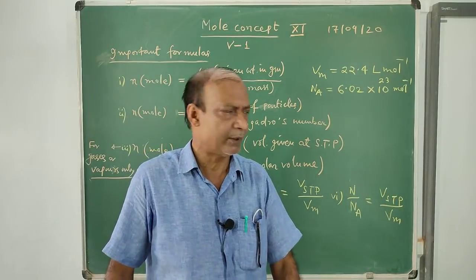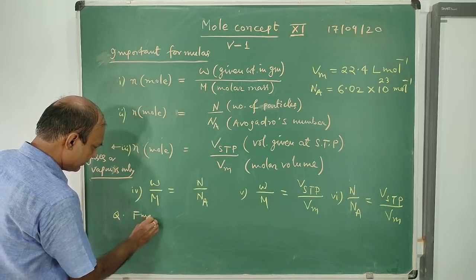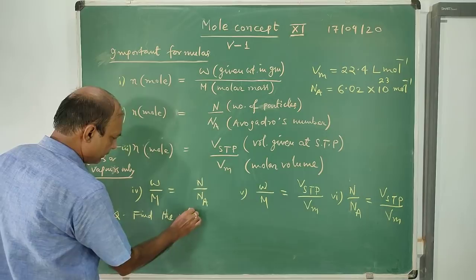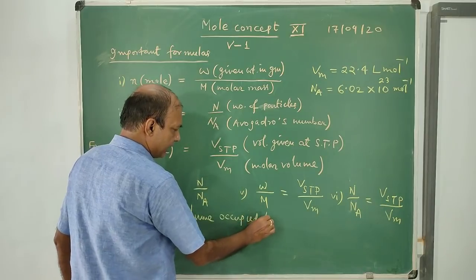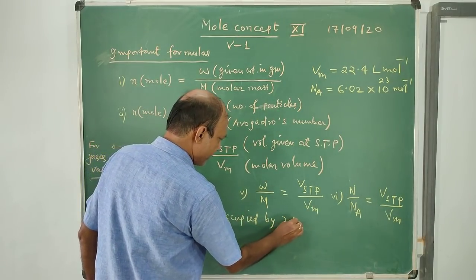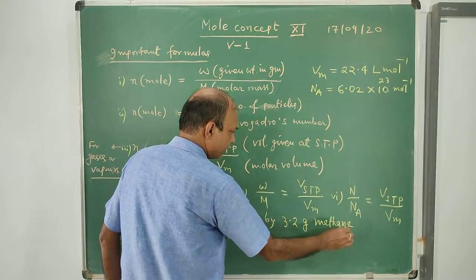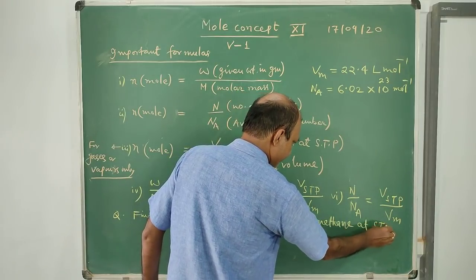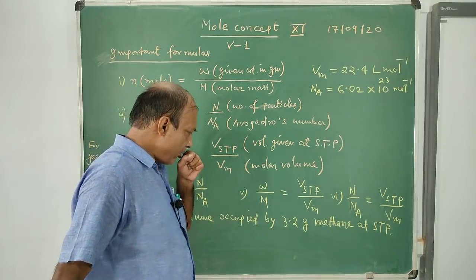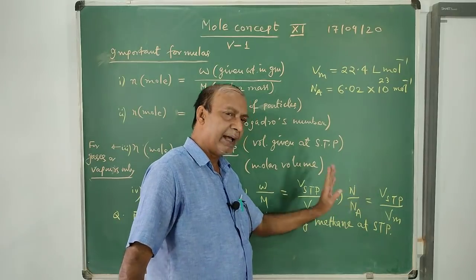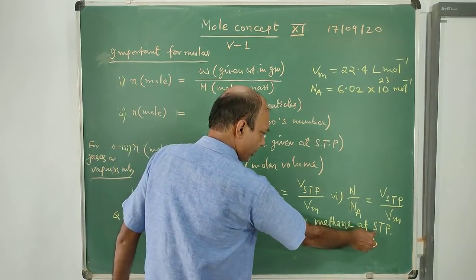Suppose I am telling about a question. Look at this question: find the volume occupied by 3.2 gram methane at STP. So this is our question. Now see, here weight is given in gram. You have to find volume at STP.